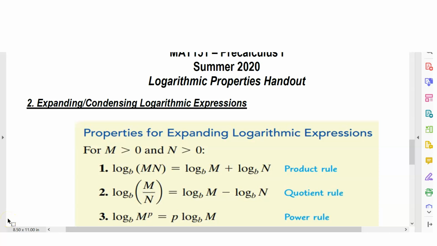In the second part of section 4.3, we will now look at expanding and condensing logarithmic expressions using our three rules that we learned in the first part of the chapter. So feel free to refer to the logarithmic properties handout. And again, you'll see this is our product rule, this is our quotient rule, and this is our power rule. And we can use all these rules in combination when expanding a logarithmic expression.